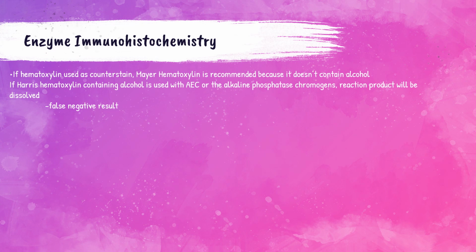If hematoxylin is used as a counterstain, Mayer hematoxylin is recommended, and this is because it does not contain alcohol. If other hematoxylins are used, such as Harris hematoxylin, which contains alcohol, with AEC or AP chromogens, the reaction product is dissolved and removed from the section because of that alcohol. This obviously leads to a false negative reaction.